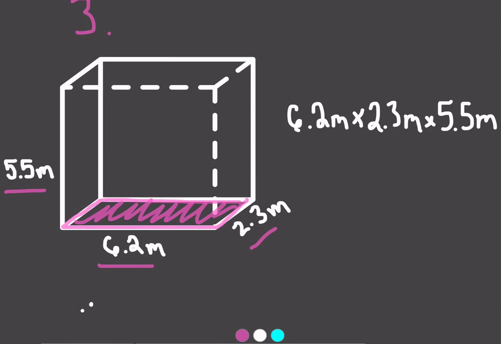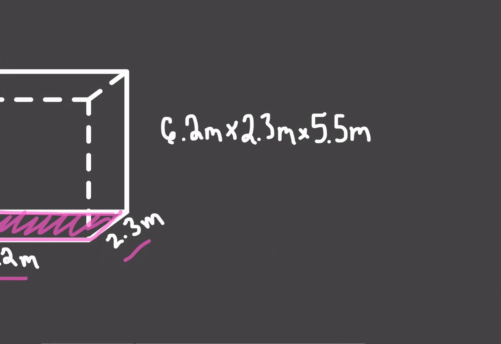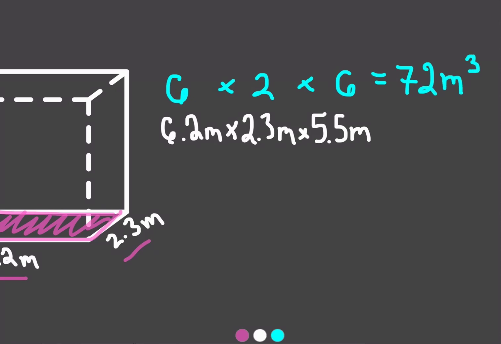Before you get any farther with that, because a lot of students still struggle with multiplying decimals, why don't you round it? 6.2 is close to 6, 2.3 is close to 2, and 5.5 is close to 6. 6 times 2 is 12, 12 times 6 is 72. So I'm hoping my answer is going to be close to 72 meters cubed. Like I said, if you're not that good at multiplying decimals, estimating and rounding is going to get you really close, or it usually will.